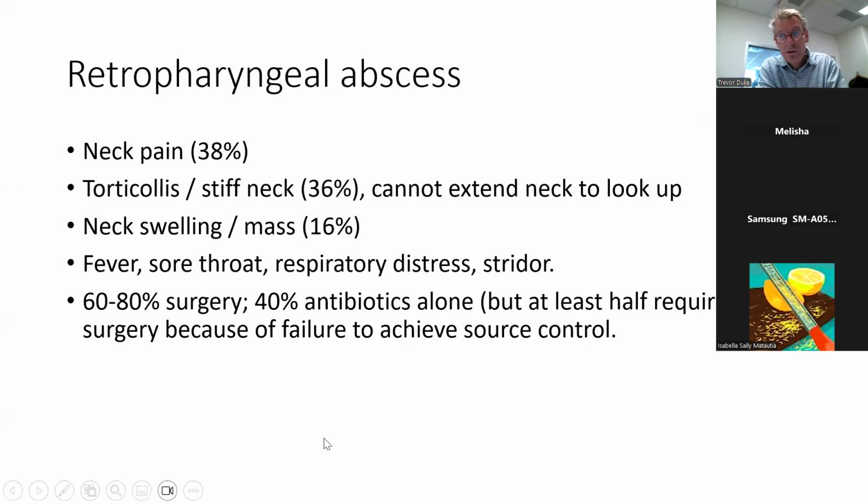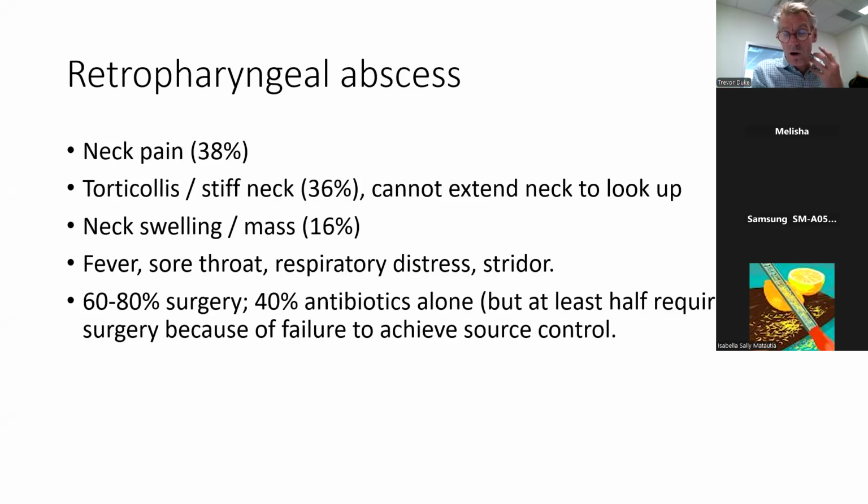Children who have retropharyngeal abscesses, it's really important to diagnose because almost all of them need surgery. Often we treat these patients with antibiotics, but they almost always need surgery to drain the abscess that's there. They present not only with the features I've mentioned before, but older children will present with neck pain. More than a third of them present with neck pain, and sometimes a stiff neck.